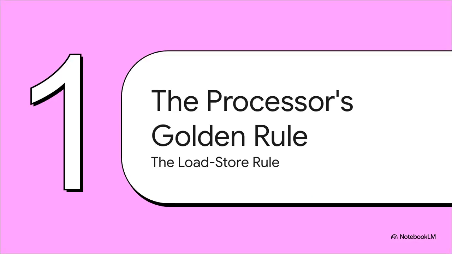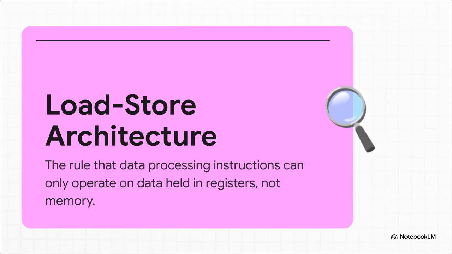Okay, before we can even think about finding data, we have to understand the absolute golden rule of ARM processors. It's something called a load-store architecture, and honestly, it's a really simple idea, but it's profound, and it changes how absolutely everything works. The best way to think about it is like this.